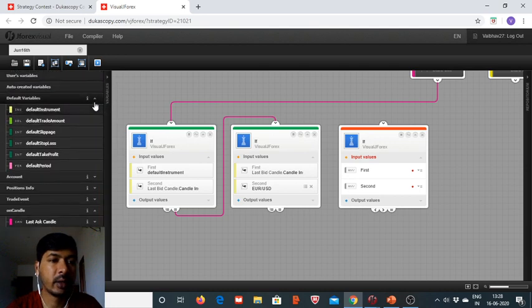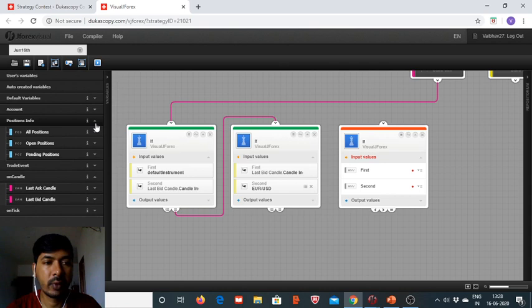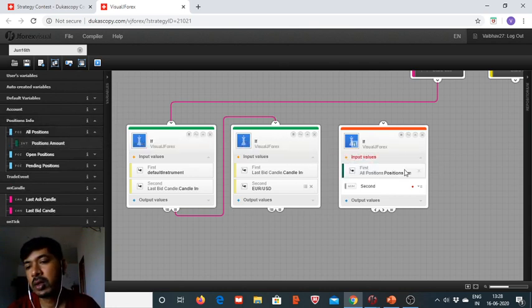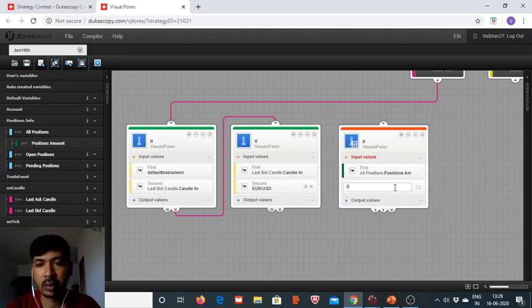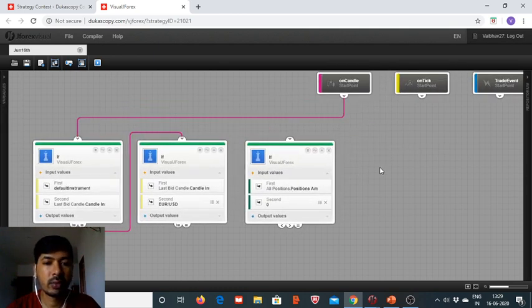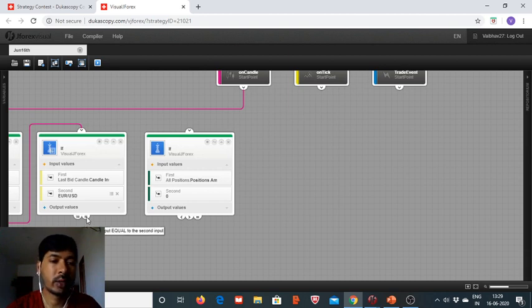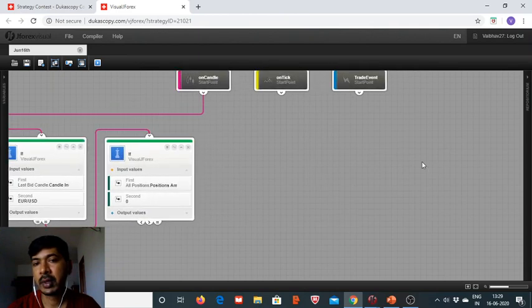It's done. Now is the time to go for position info, and we want all position amount to be equal to 0. So here we do that, and now all position amount has been defined at 0. The next thing we have to do is bring in the indicator blocks.